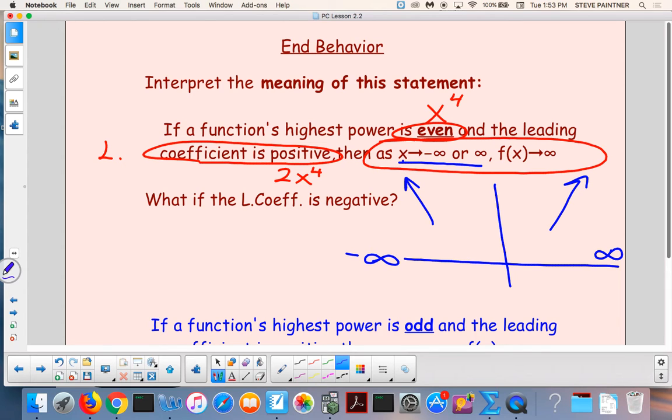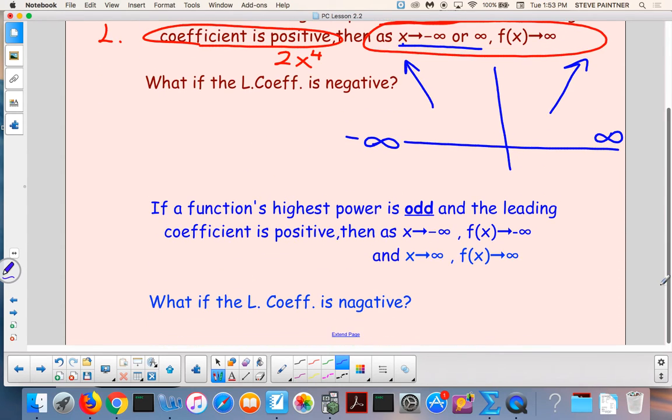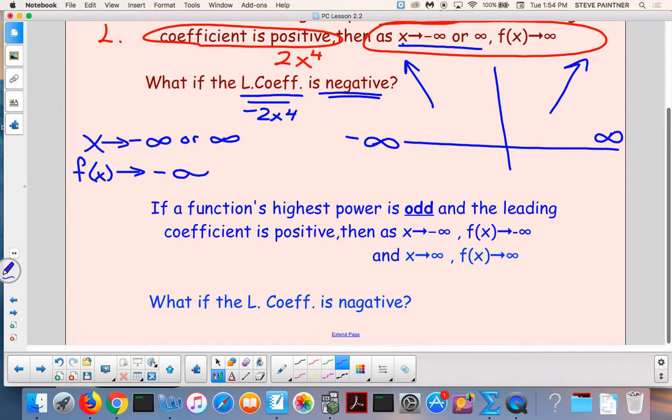Yeah? Okay, guess what? This morning, I put this in. This is brand new also. What if the leading coefficient is now not 2x to the fourth, but negative 2x to the fourth? As x approaches negative infinity or positive infinity, then your y values will approach what? Negative infinity. Down, right? This would mean down on the left, down on the right.